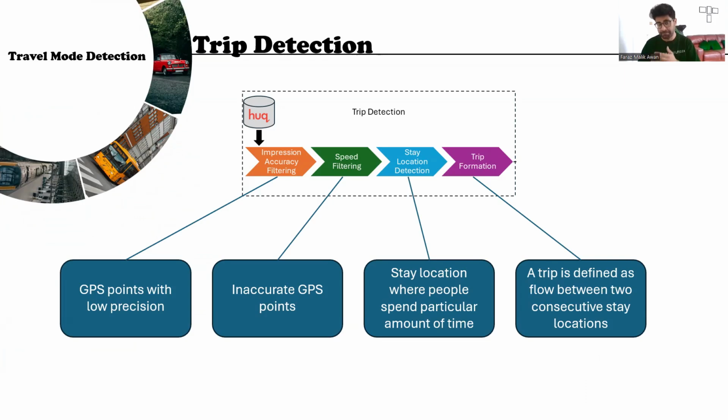First, removing the GPS points with low precision. Second, removing inaccurate GPS points. A GPS point is labeled as inaccurate if the speed between the current GPS point and the previous GPS point exceeds certain thresholds. Moving forward, we detect the stay location. The stay location process will be explained in detail in the next slide. And once the stay locations are detected, trips are formed between stay locations.